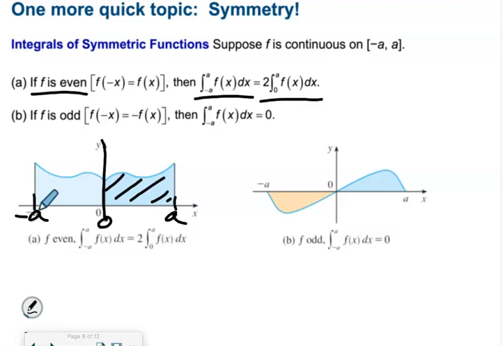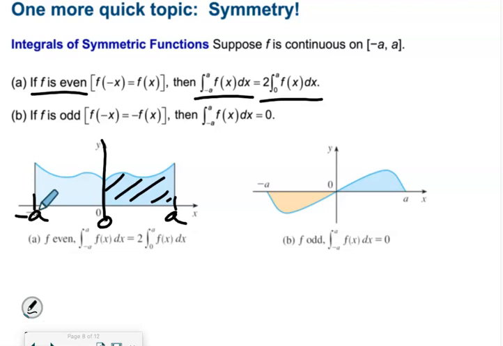How do you know if a function is even? If it's a polynomial and all the exponents are even, then it's an even function. Just so you know, constants are even. If it's a constant like 7, it's like 7 times x to the 0, and 0 is an even number. So for polynomials, if all the exponents are even, with or without a constant, the function's even.